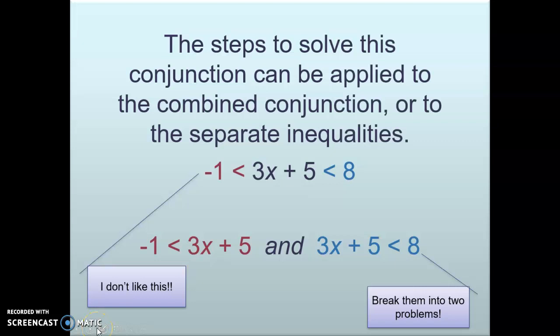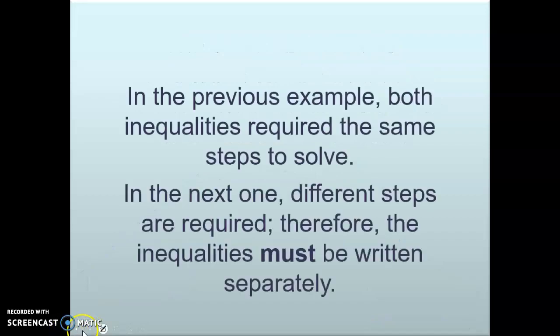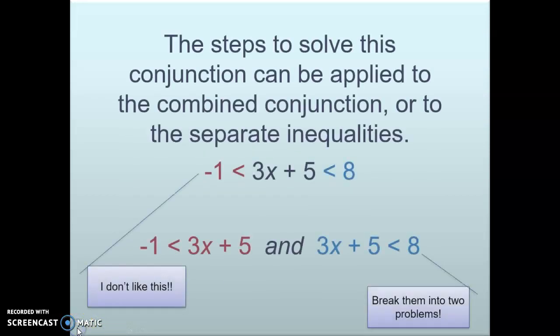Now, we could solve it all together. We could subtract 5 from here, and whatever we do to one side, we have to do to the other. But that can get a little confusing, so it's easier just to go ahead and break it into two inequalities and solve this separately. Let's go back. We didn't finish solving that one. If we were to go ahead and solve this one, we would subtract 5 from both sides here, and again subtract 5 from both sides here, and then solve for that x and find that point of intersection.